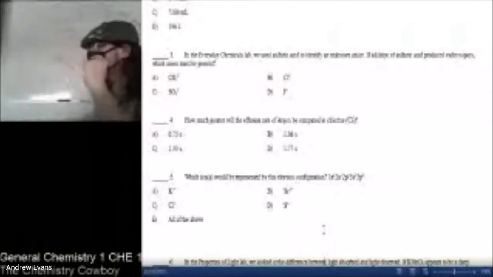Scandium would be 4s2, 3d1, but it's lost 3 electrons. So it loses the 4s2, then it loses the 3d1, which leaves us back at 3p6. So already we have 2 that are correct, so it's going to have to be all of the above, but let's check them. Chlorine would be 3s2, 3p5. But chloride, we add another electron, it goes into the 3p6. And sulfur would be 3p4. 2 electrons moves it to the 3p6.